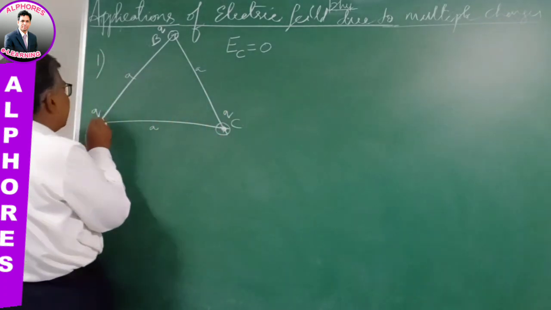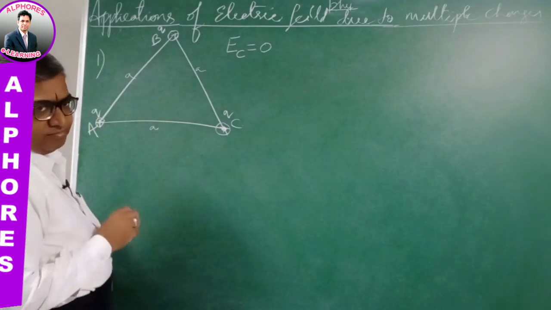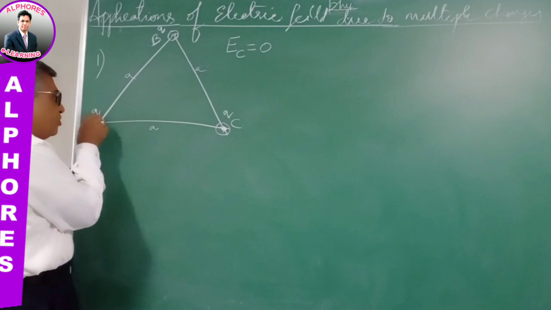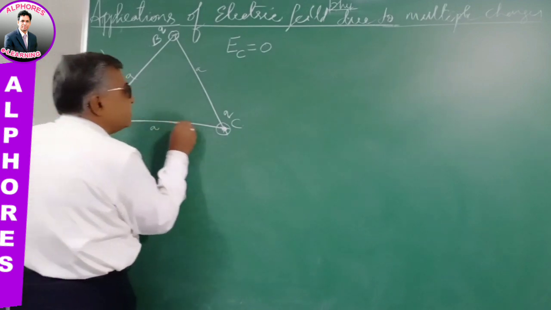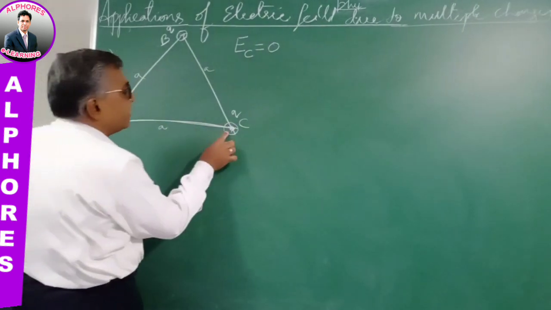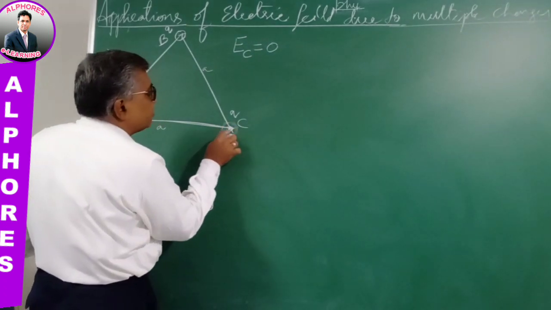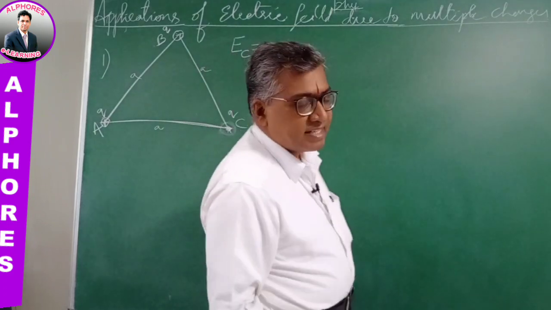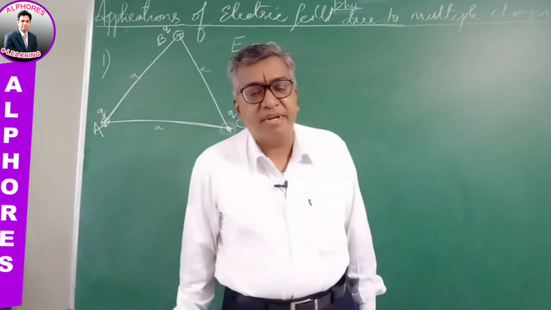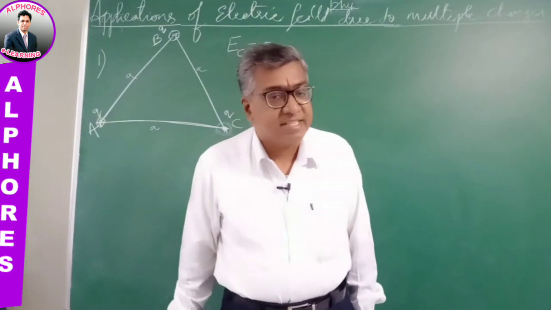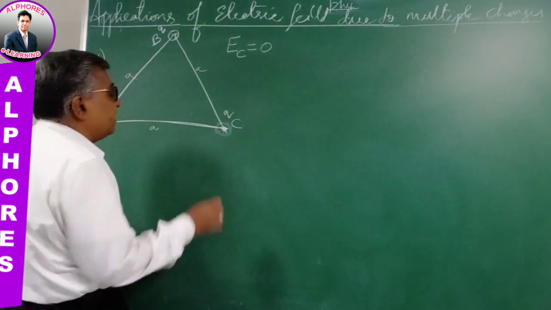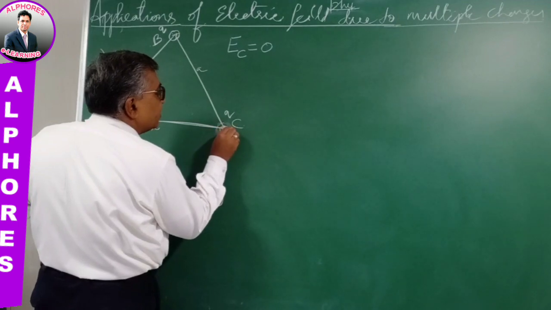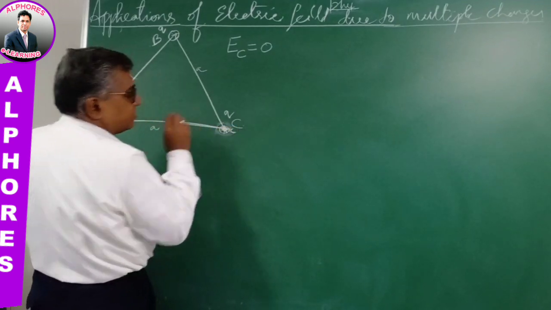Now let me find the field due to the charge at A. The charge at A is Q, a positive charge, and the distance is a here. Forget the other charges. Now I have to find the electric field at this point C. According to the definition, electric field intensity is the force experienced by a unit positive test charge. So let me imagine a 1 coulomb positive test charge.